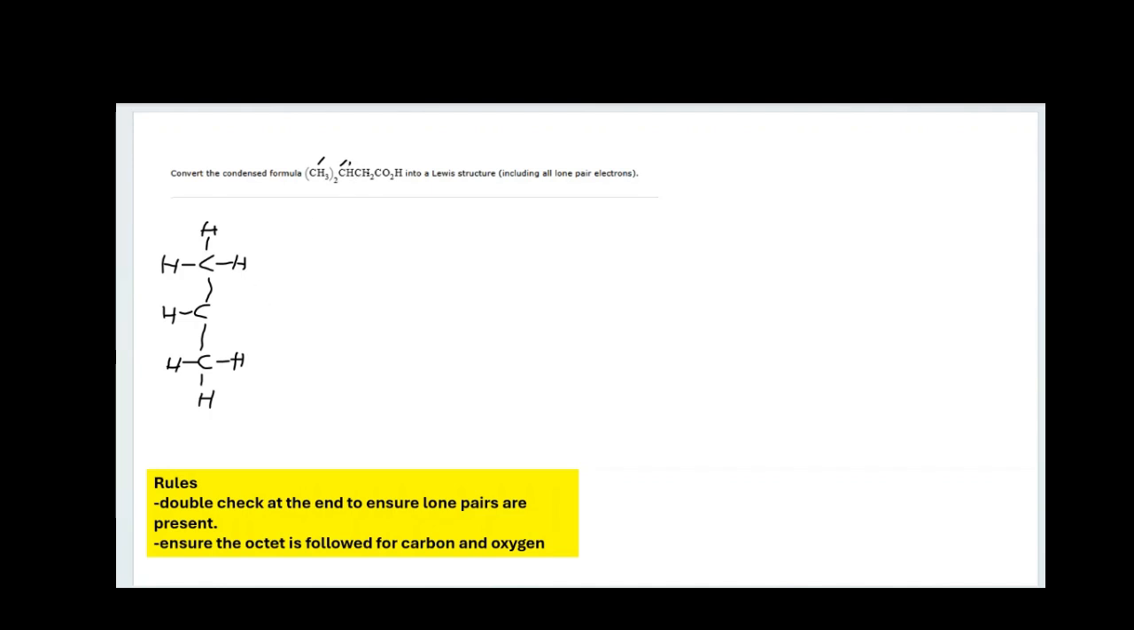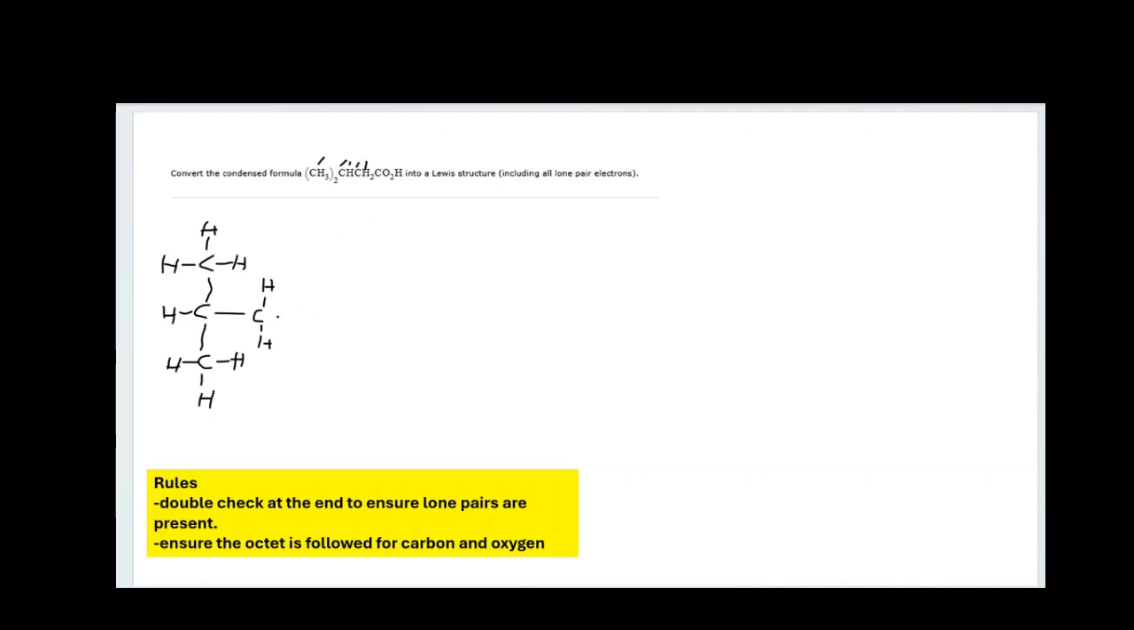And next up, we see that it's going to be attached to a CH2. So I'm going to put a carbon right here, and then I'm going to add 2 hydrogens to it. So a hydrogen right here and a hydrogen right here. Next up, I'm going to make sure I scratch that off.